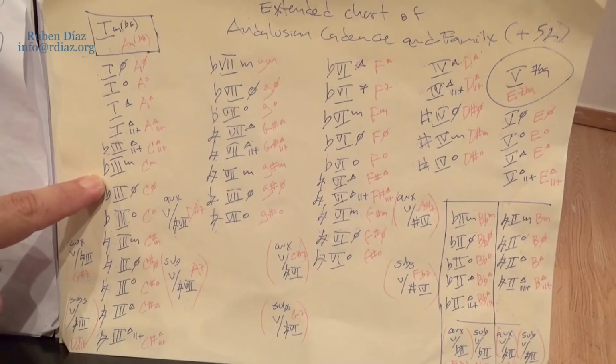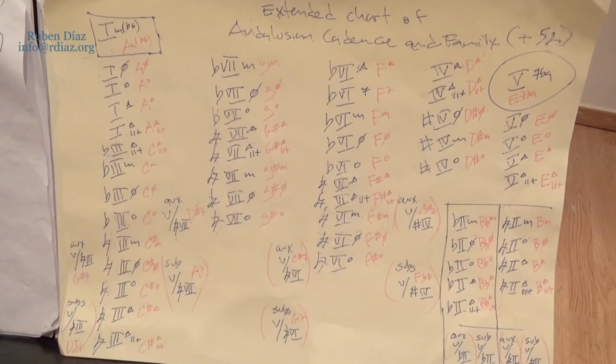Now let's talk about the flat third minor 7 flat 5. In this case, this would be used more to get combinations like flat third minor 7 flat 5, then flat 6 minor, and then 5 7 flat 9. This is more.